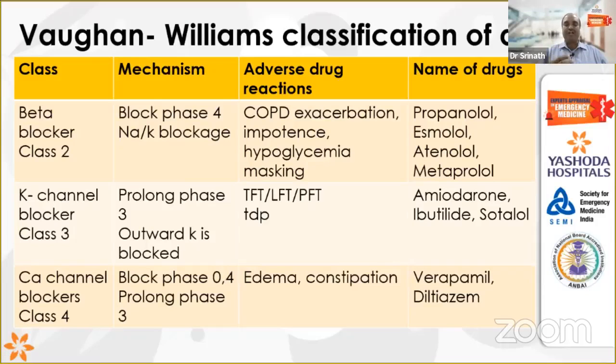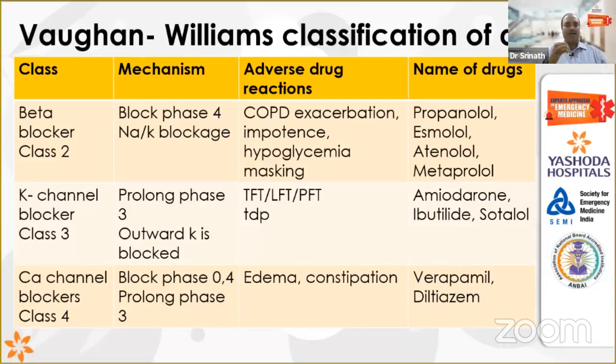The last one is your calcium channel blockers. Now, calcium channel blockers are again class 4 drugs, where it acts by blocking phase 0 and 4. The prolonged phase 3. What are the drugs and what are its side effects? Its side effects are edema and constipation. The regularly used drugs by us in the emergency department are verapamil and diltiazem. As a first line of drug, we all know that we use amiodarone.